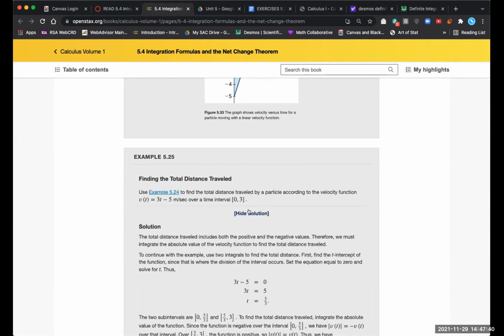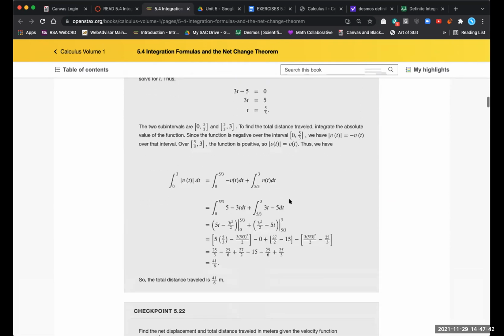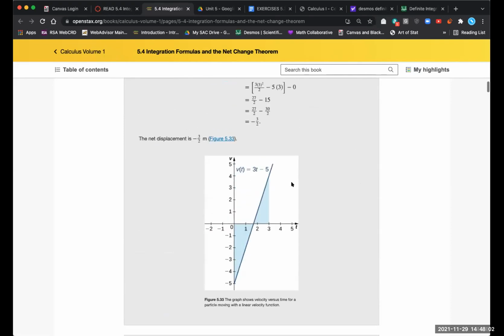Now, total distance traveled, we end up with a different situation where we have to calculate the absolute value of the velocity, right? The absolute value of velocity from 0 to 3. And the reason is, if you look back to this graph here, this velocity equation is negative down here. So that means the particle's moving in an opposite direction.